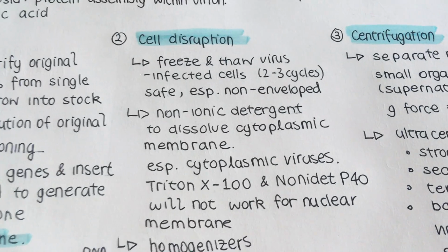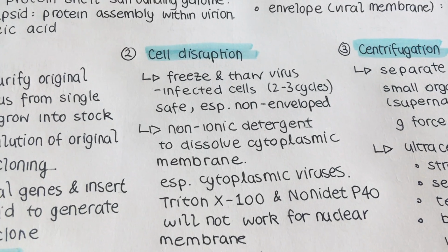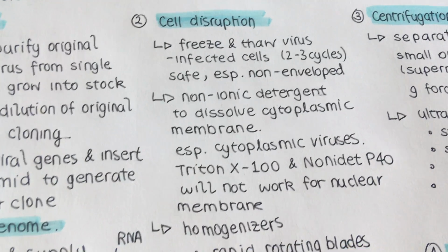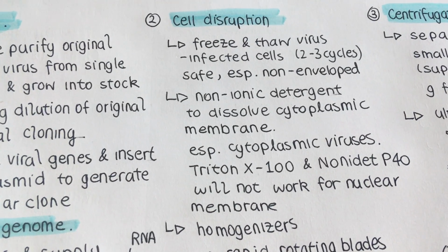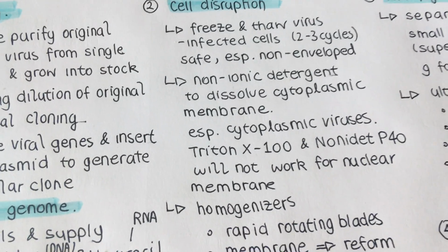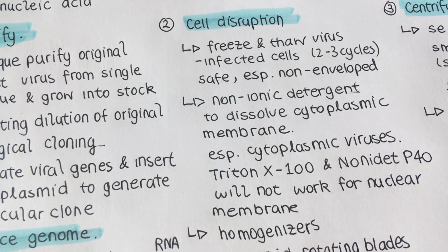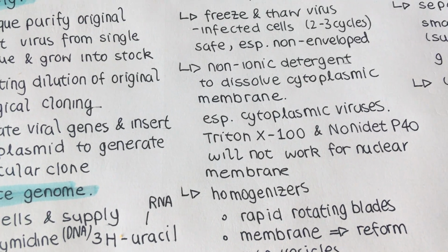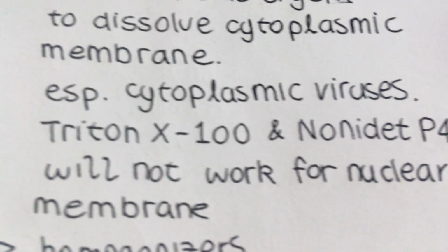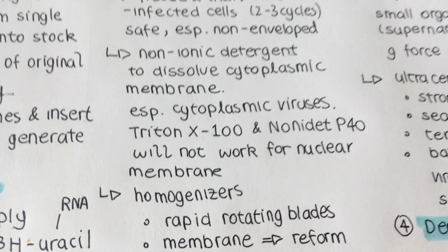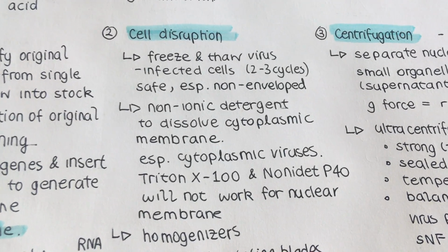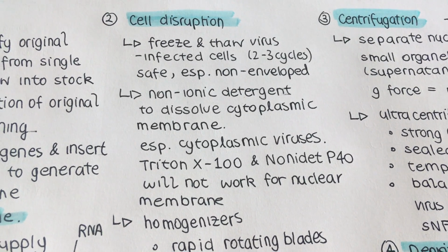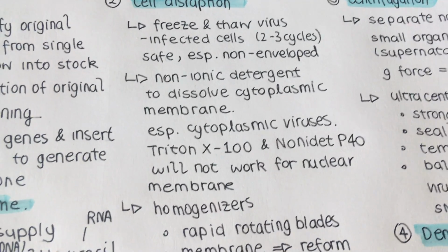Then you would disrupt the cells either by using freezing and thawing of 2 to 3 cycles. The crystals will disrupt the cells. This is safe, especially for non-enveloped viruses. You can also use non-ionic detergents such as Triton X100 or Nonidet P40 because it will dissolve the cytoplasmic membrane but not the nuclear membrane, releasing the cytoplasmic viruses.